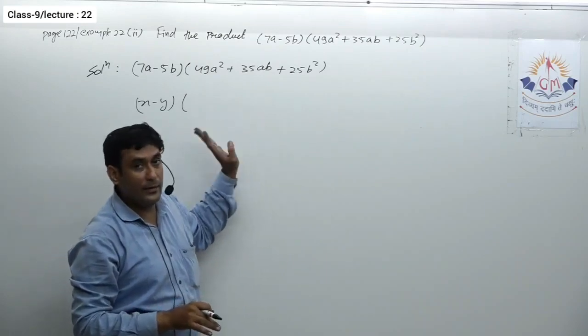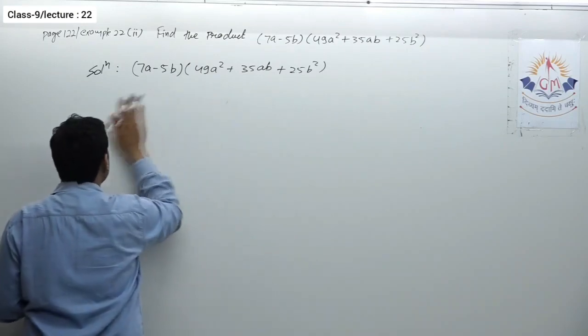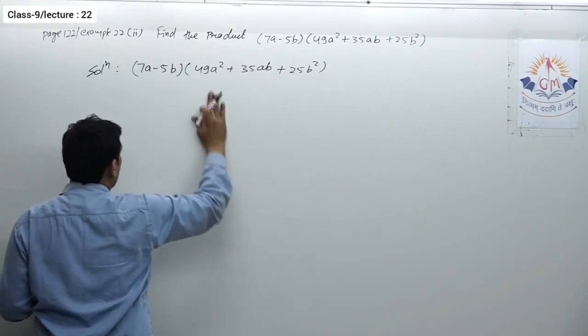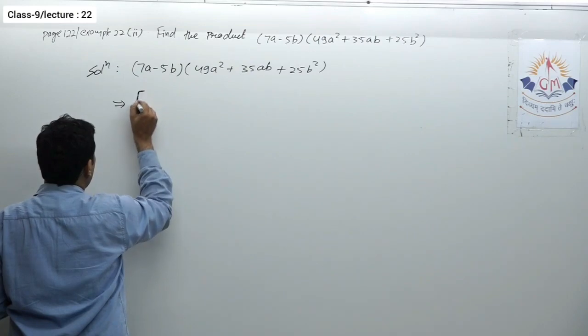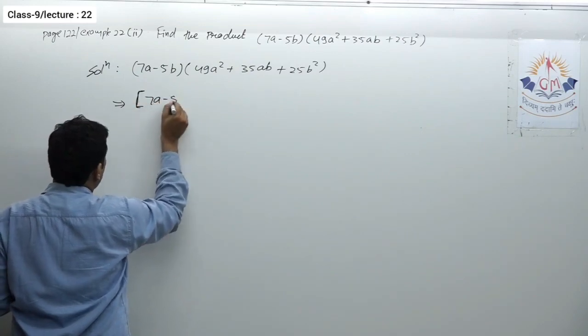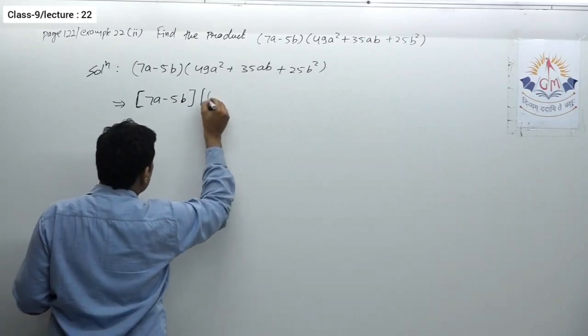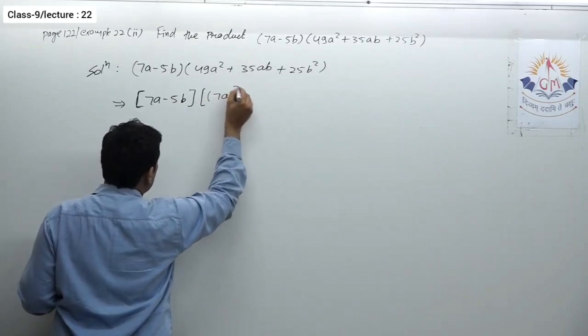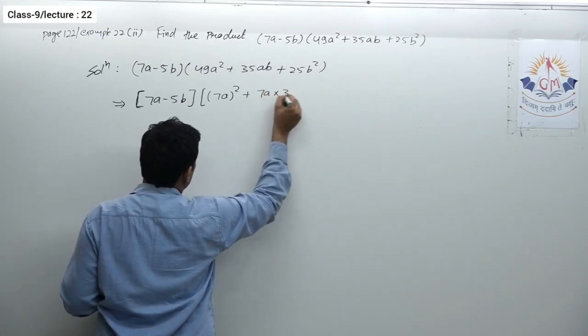Now what is the right side of this identity? A cube minus b cube. Okay, so how to solve this? First I wrote this question. Now in the next step, I write these terms in a manner that exactly fits the identity. So a minus b, and here I write a square plus a into b.